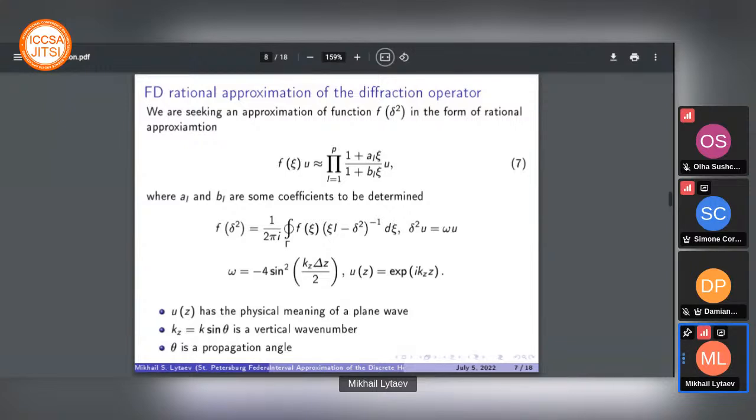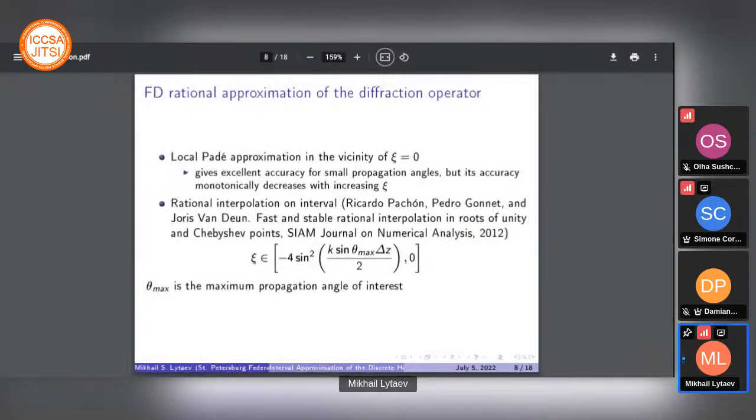It is common to use Pade approximation at point 0 to calculate the coefficients of rational approximation. But the Pade approximation is local, so it gives excellent accuracy for small propagation angles, but its accuracy monotonically decreases with increasing propagation angle. However, in some cases, it is necessary to provide a certain accuracy for a pre-known range of propagation angles. For example, it is a propagation over irregular terrain where the maximum propagation angle can be estimated from the geometry of the problem.